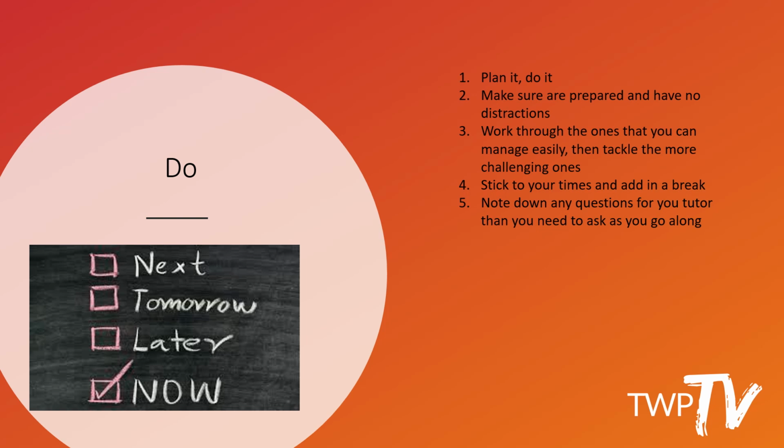Number 3, work through the ones that you can manage easily. So now we are talking about your tasks on the plan, do, review. Make sure you do the easy ones first. Don't start on the hard ones, because if you do that, you'll lose momentum. Get through the ones that you can do easily. Once you've done those, then go back to the hard ones.